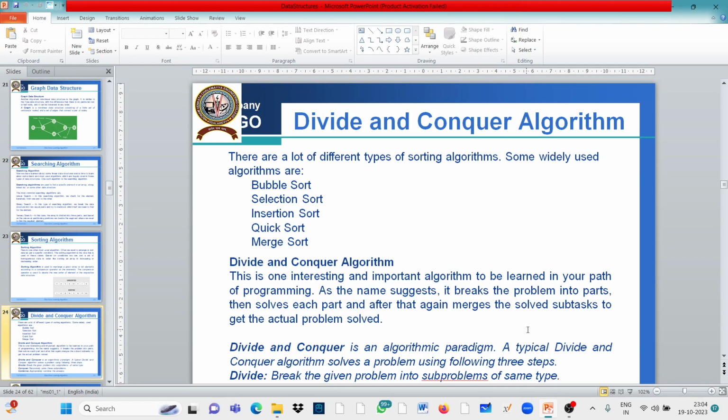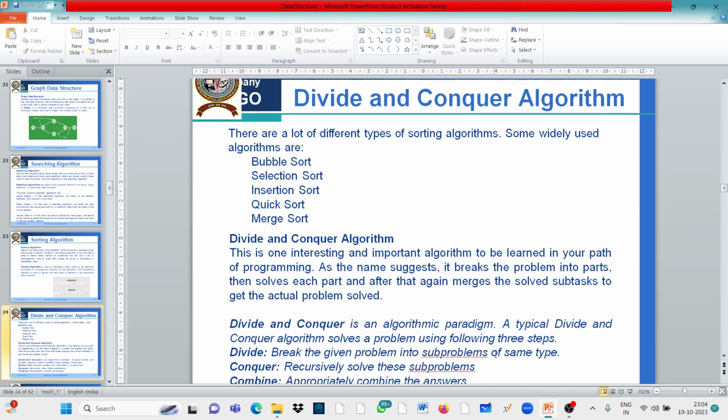In addition to this, we are having a lot of other algorithms like the bubble sort, the selection sort, the insertion sort, the quick sort, merge sort. On each and every sort with example, we will take one video and explain, right? Then we are having divide and conquer algorithms. So we are talking about the various algorithms.